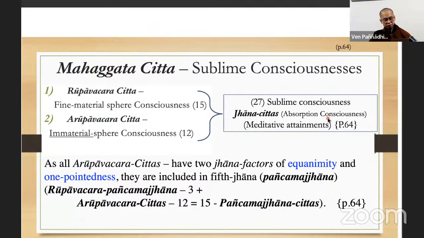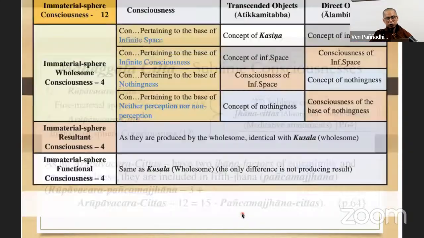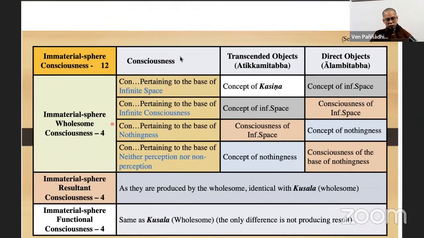Then absorption consciousness can be attained through the meditative attainments. Here I already explained that all share the two jhana factors, equanimity and one-pointedness. So Panchama jhana: Rūpāvacara 3 and Arūpāvacara 12 become 15 fifth jhana, Panchama jhana. Then, before that, to make sure of the understanding about Arūpa jhana consciousness, here we are emphasizing Arūpa jhana.